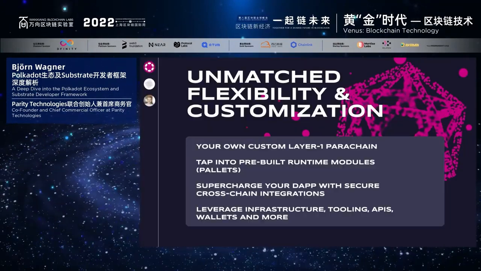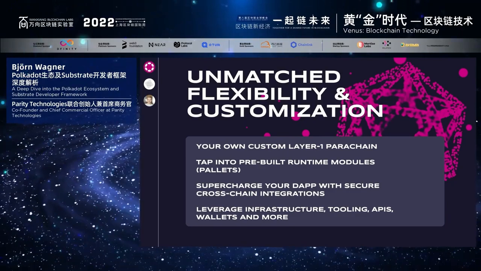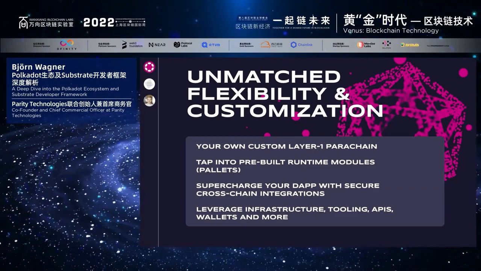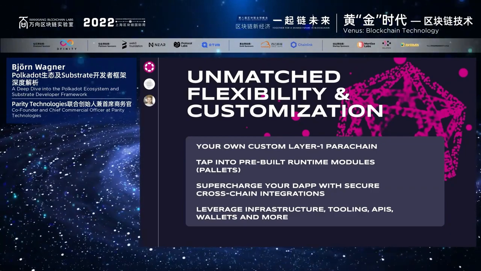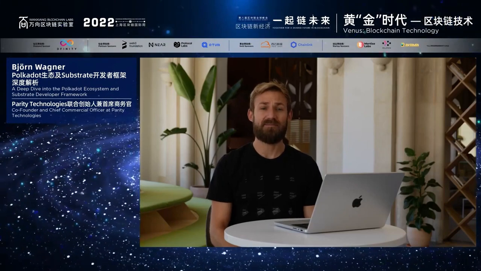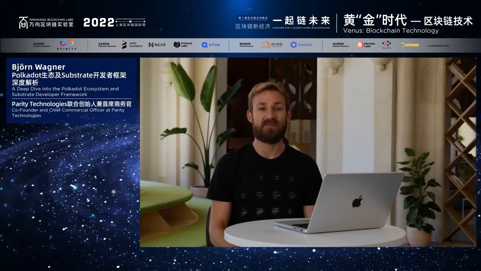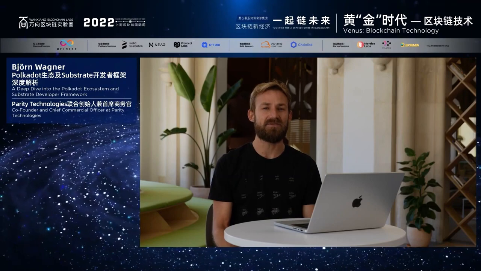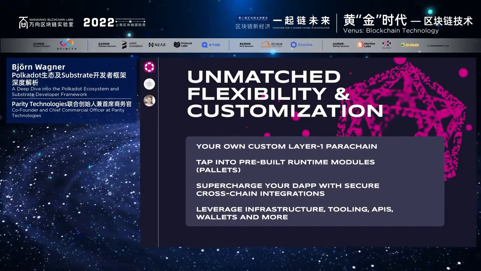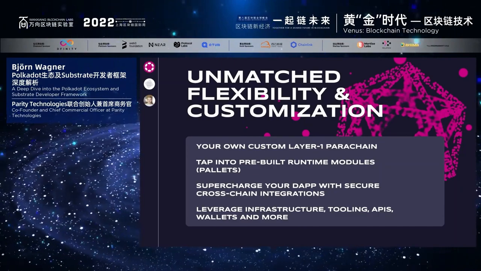Let's start by looking at this key idea of flexibility and customization. Polkadot was designed to be as general as possible, while also providing maximum potential for customization. Because of this flexibility, Polkadot provides an open canvas for builders, so they can design solutions in the most optimal way for their projects. There are several different ways to build on Polkadot.